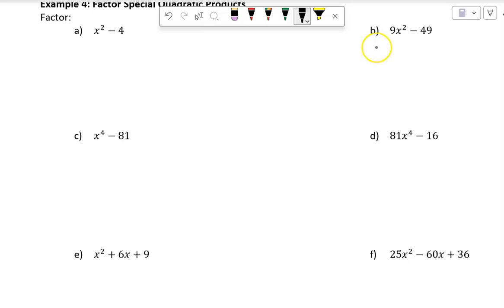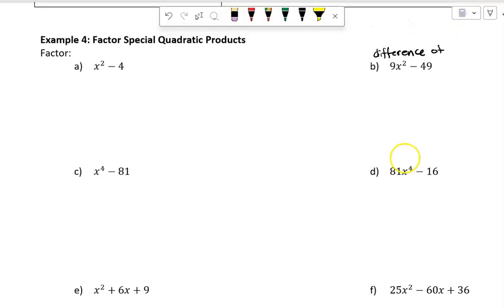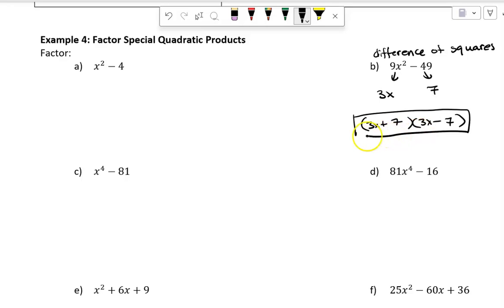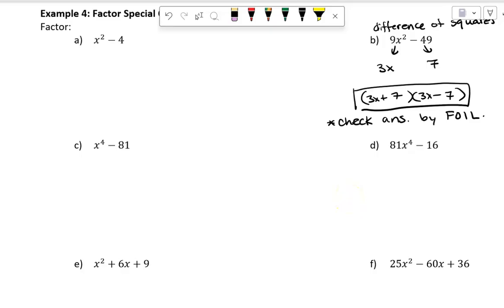I'm starting with B. And what I notice is that this looks like a difference of squares. It does have the minus sign in between, which I need in order for it to be a difference of squares. I take the square root of both pieces and I get 3x and 7. And the pattern for difference of squares is that one gets a plus, one gets a minus, 3x and 7 go in each factor in their same order. And remember, you can always check your answer to see if you got it right by foiling. You can always know whether you got these problems right.